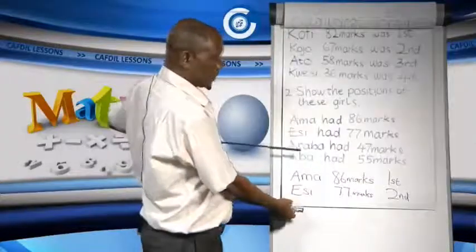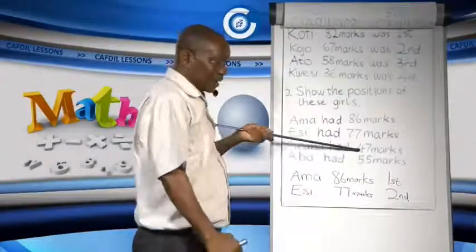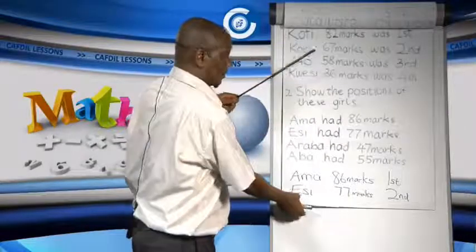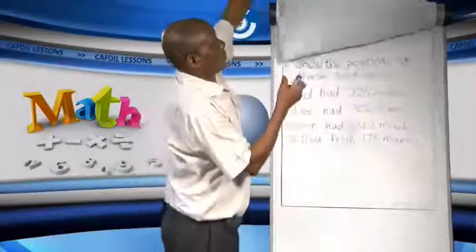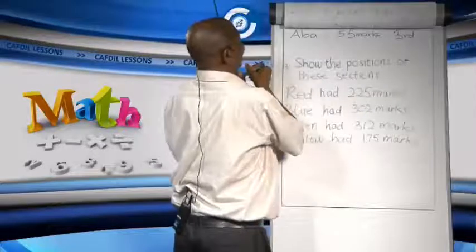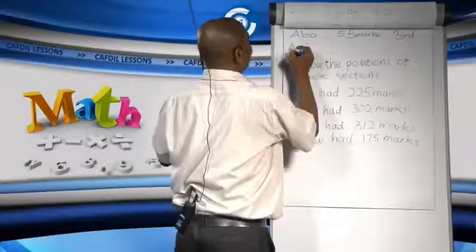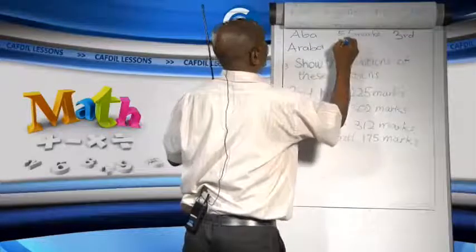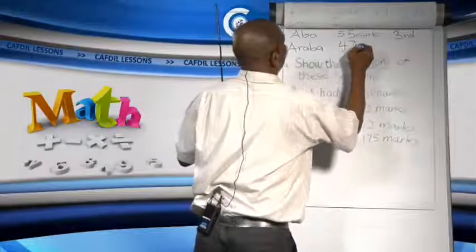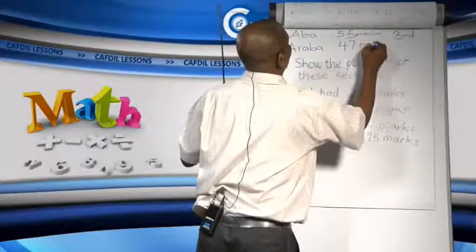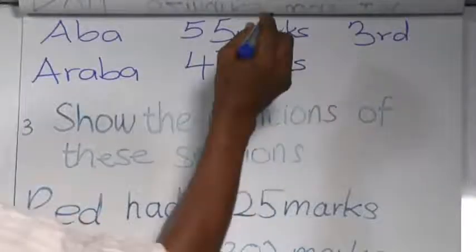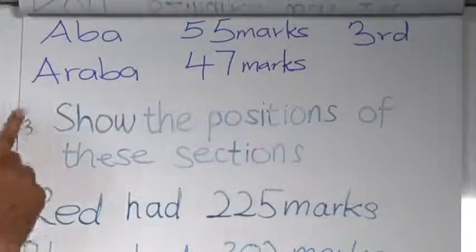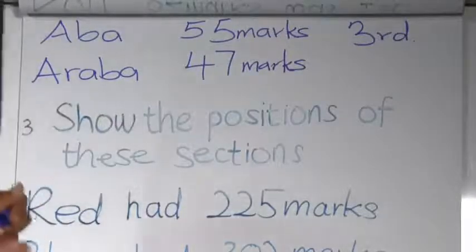The fourth position was taken by Araba. What was her mark? 47. So Araba took the fourth position.